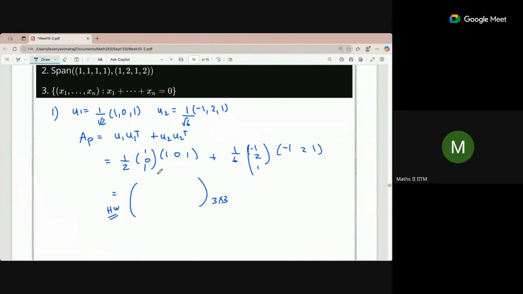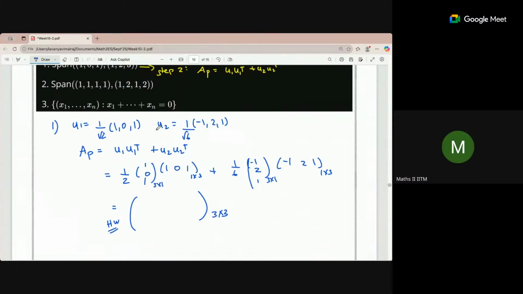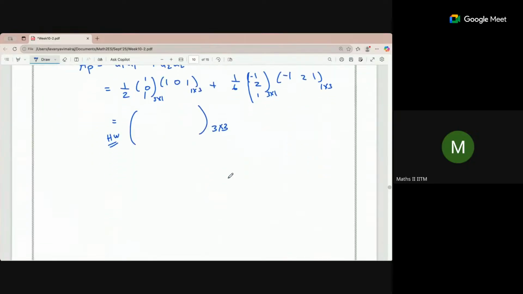So now you see that this is a 3 cross 1 and this is a 1 cross 3, and same here. So you will end up with a 3 cross 3 matrix. So the projection operator, whatever you are getting here, you will see that when you multiply it with these vectors, you will get the same vectors. Okay, all these properties you can observe.